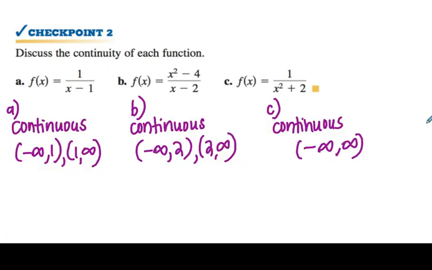I got continuous from negative infinity to 1, 1 to infinity for A, negative infinity to 2, 2 to infinity for B, and negative infinity to infinity for C. Beautiful.